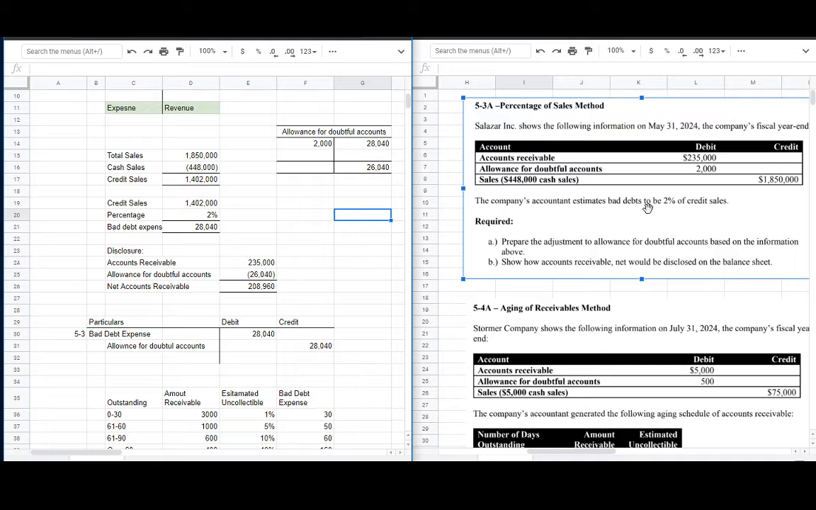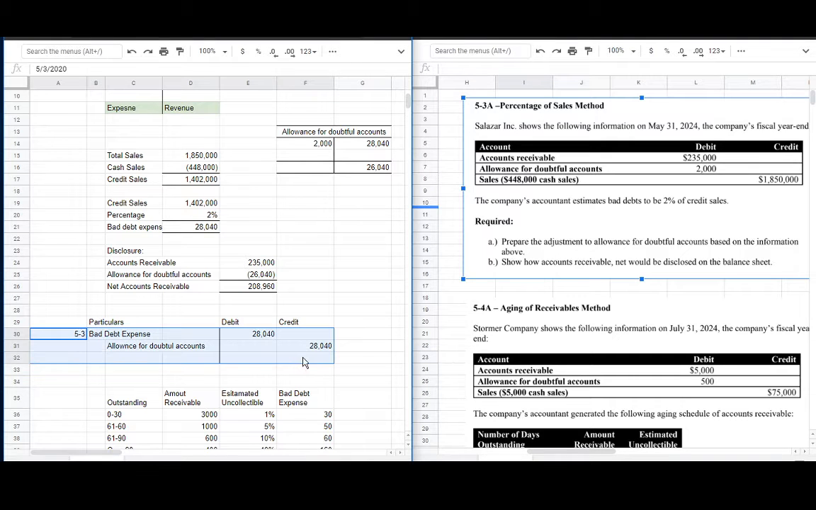So let us find the bad debt expense of 2% of credit sales. How do we find the credit sales? We subtract the cash sales from 1,850, and we end up with credit sales of 1,402. Then multiply by 2%. So this is just an estimate or approximation. How do we get this? This is by past experience of the company: in the last years, 2% of the receivables were not collected. We can also use statistical data here to find the 2%, although it is an advanced topic. And then we get a bad debt expense of 28040.